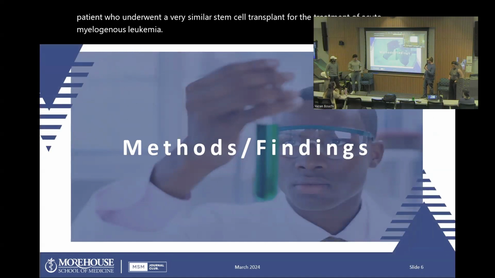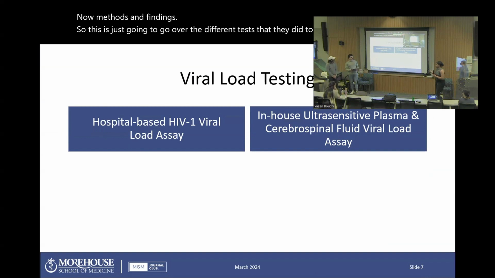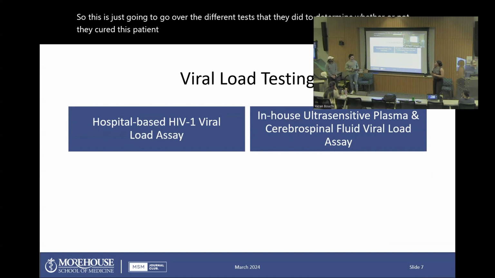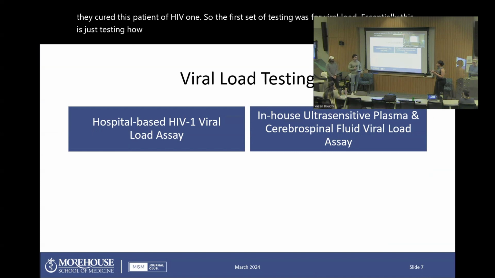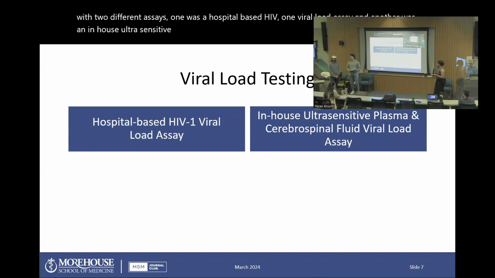Now, methods and findings. This is just going to go over the different tests that they did to determine whether or not they cured this patient of HIV-1. The first set of testing was for viral load. Essentially, this is testing how many virus particles are in a specific volume of bodily fluid. This was done with two different assays. One was a hospital-based HIV-1 viral load assay, and another was an in-house ultrasensitive plasma and cerebrospinal fluid viral load assay.